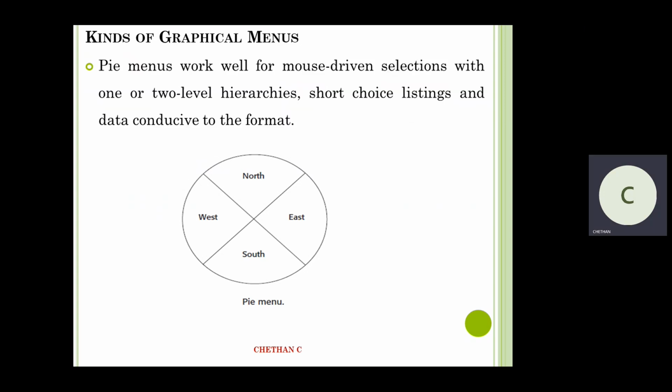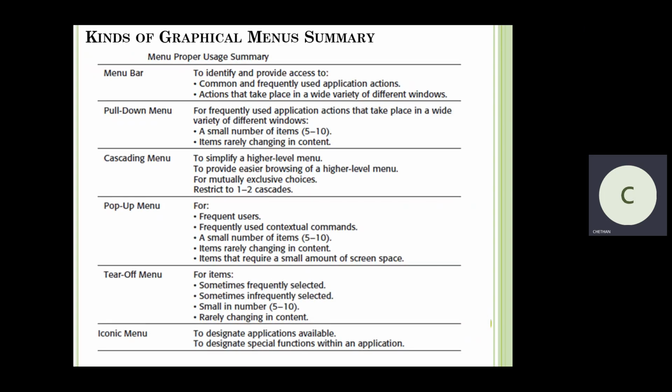Pie menus work well for most given selections with one or two level hierarchies, short choice listings, and data conducive to such a format. So this is a summary. Put all those things together, and this is a summary of it.